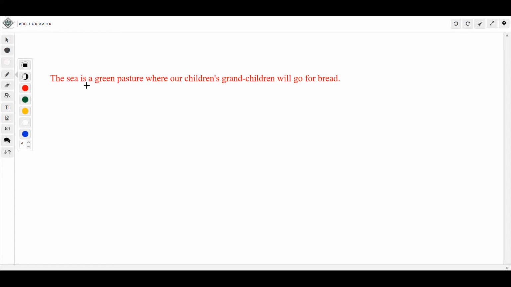So the sea is a green pasture. Here's our "where." This is an adverb, a relative adverb telling where: where our children's grandchildren will go for bread. Pardon me. We're just going to circle this here to get it out of the way, so to speak.